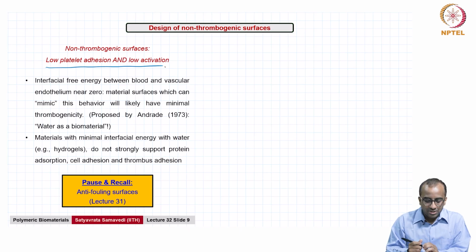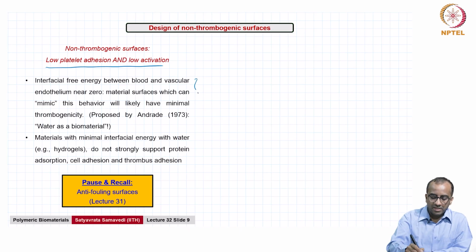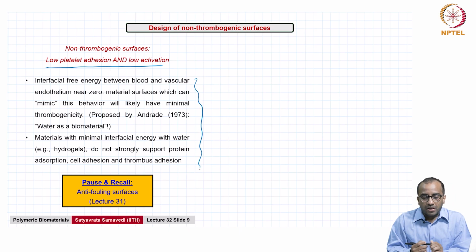Before we look at strategies, there is a very interesting historical perspective here that I want to point out. Now, this is from a paper in 1973. The paper is actually titled "Water as a Biomaterial." It is a very interesting paper where the role of interfacial free energy between blood and the vascular endothelium is discussed. So, it turns out that the vascular endothelium, the endothelial cells lining the inner wall of blood vessels.